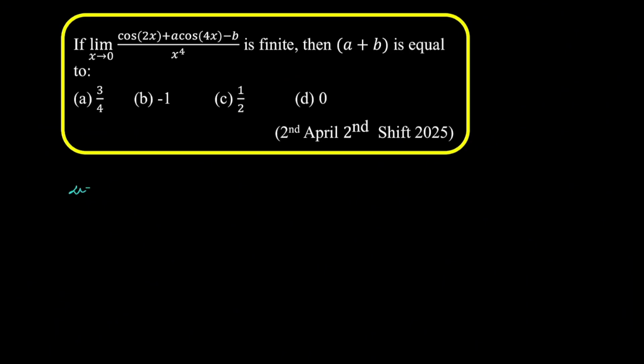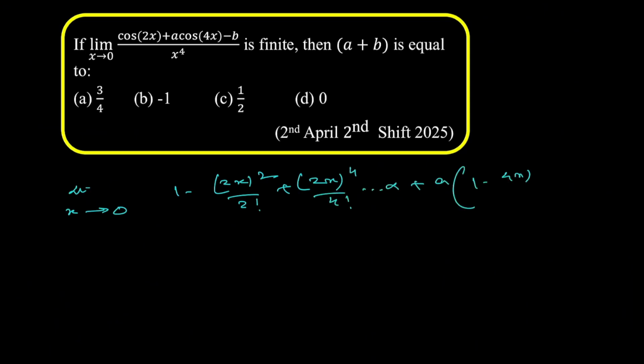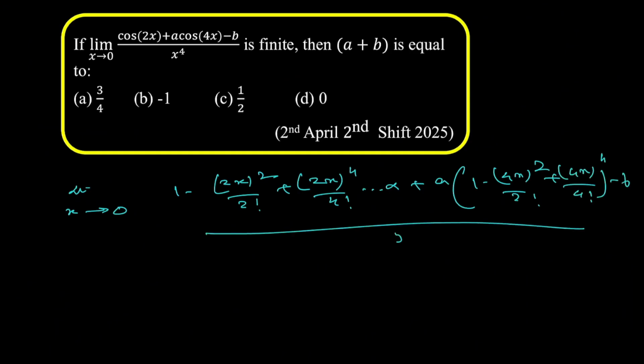So limit x tends to 0, cos 2x का formula क्या होगा, 1 minus (2x)² by 2 factorial plus (2x)^4 by 4 factorial, continuation, plus a into 1 minus (4x)² by 2 factorial plus (4x)^4 by 4 factorial, continuation, minus b, whole divided by x to the power 4. It means all powers before x to the power 4 should be 0 to maintain the finite value, because here it has been given that it is a finite value.